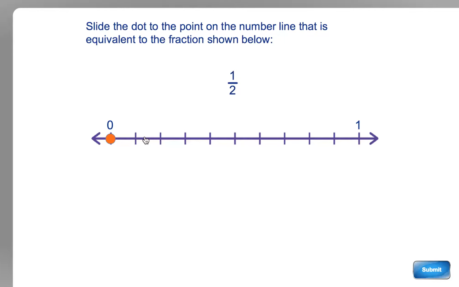Hopefully you can see that half is the same as 5 out of 10, which is there, okay? And it's halfway along the line. It's quite an easy one to start with, okay? Some of them get a little harder. Let's get on to some of those.